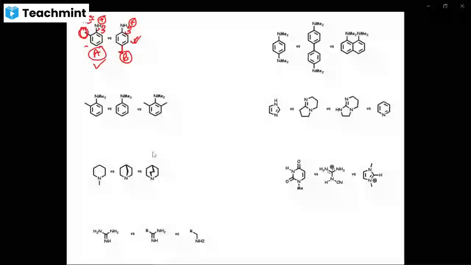Clear? For basicity, the solubility factor is very important. Okay. Now, what about this A, B, and C? Can you tell what will be the basicity order? B, A, C. Now, can you tell what is the reason here? Why do you think B is most acidic and most basic?